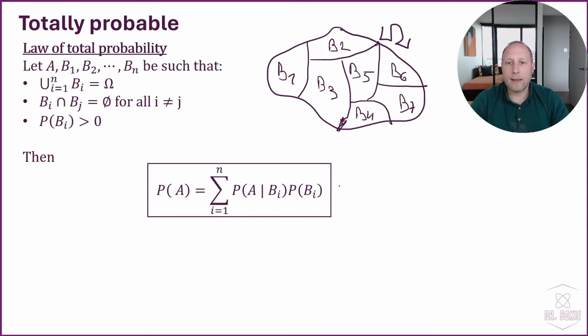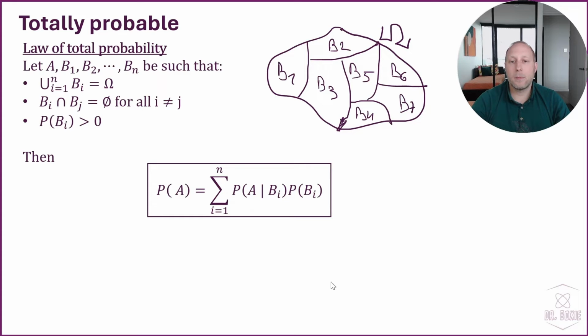And what I did is I partitioned omega into different parts in such a way that the union of all those parts, the union of B1, B2, B3, all the way to B7, is the whole sample space omega. And each Bi with Bj is disjoint. In other words, they don't have any overlap. Well, in that case, the statement is that the probability of some event A is given by this expression.